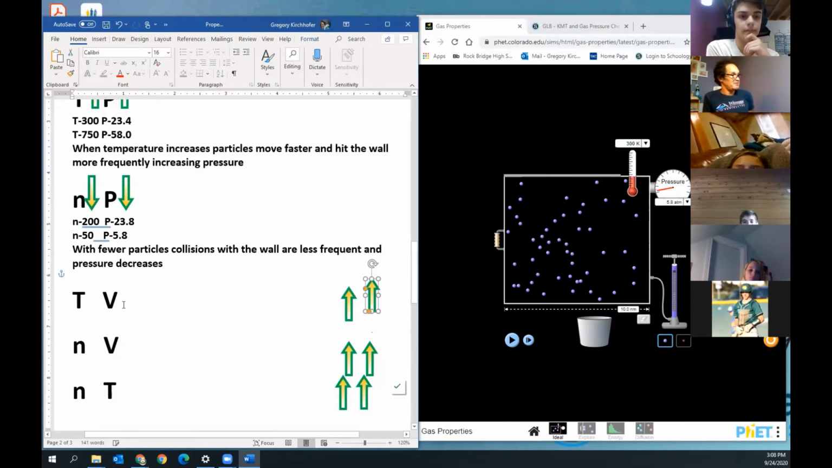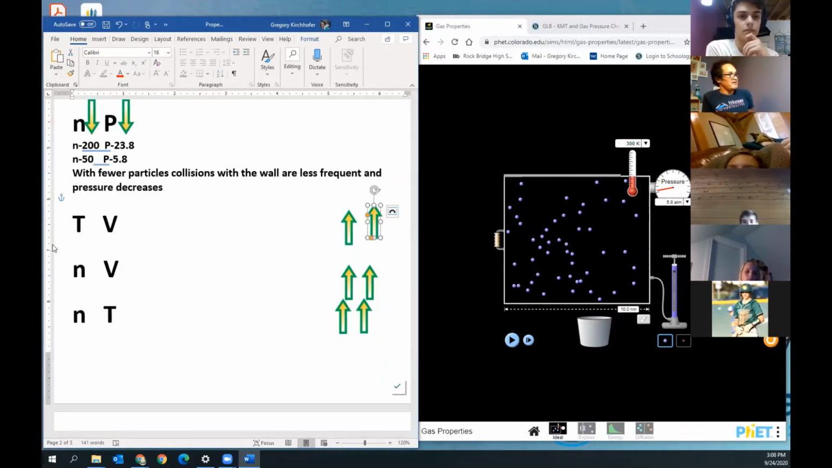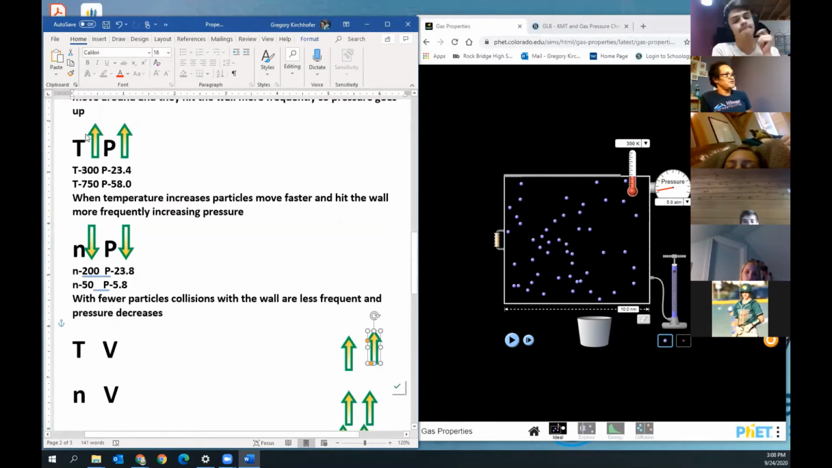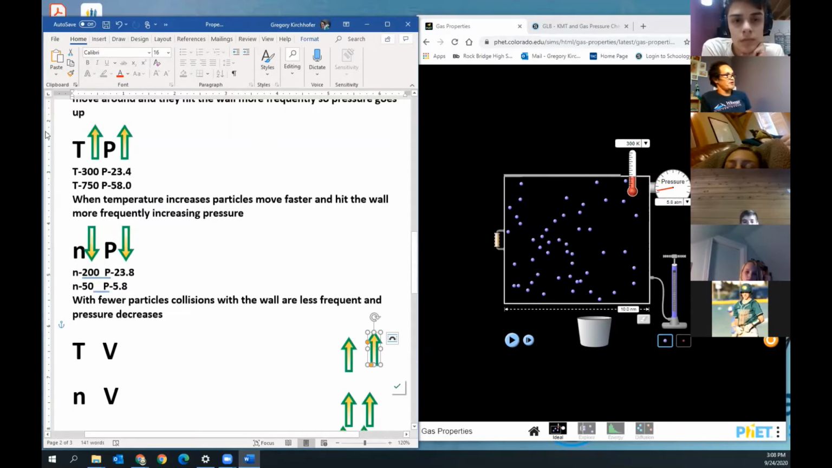Okay. Then as we're doing these, also kind of think about real life examples of these things. Where would number of particles and pressure exist together? Where would changing temperature and pressure exist? Where would volume and pressure exist? And now temperature and volume.